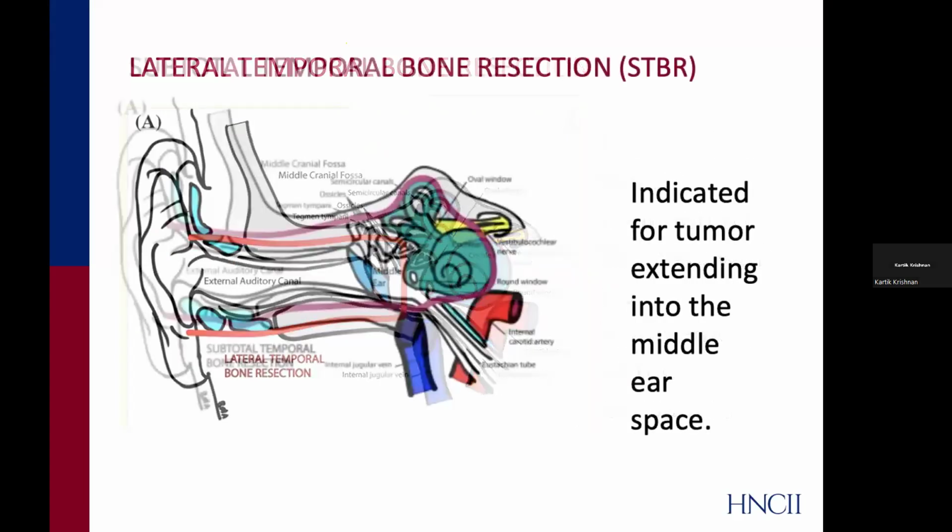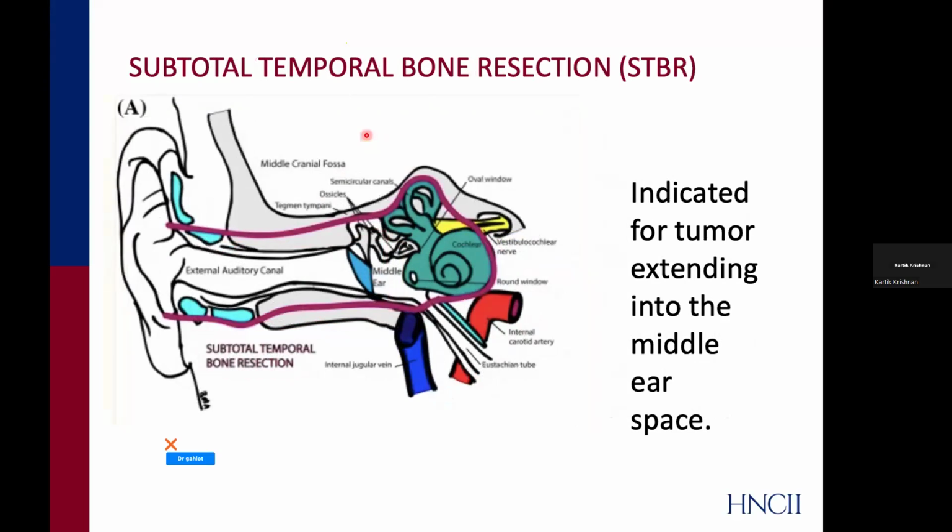So this is your lateral temporal bone resection, which is most commonly done for tumors confined to the EAC. Then you come on to your subtotal temporal bone resection. This is done for tumors which involve your middle ear. So you have to remove your external auditory canal, your middle ear, and your inner ear, the structures involving your cochlea and the semicircular canal. So this is subtotal temporal bone resection. Your petrous area and your carotid and so on are not removed.